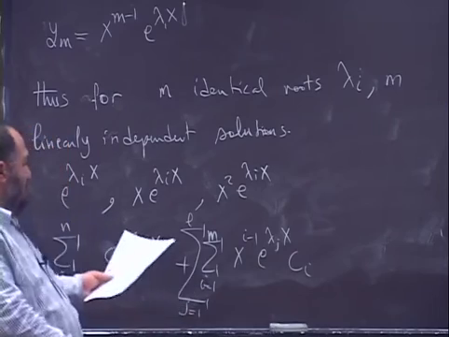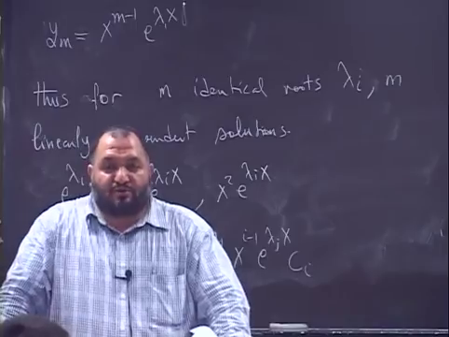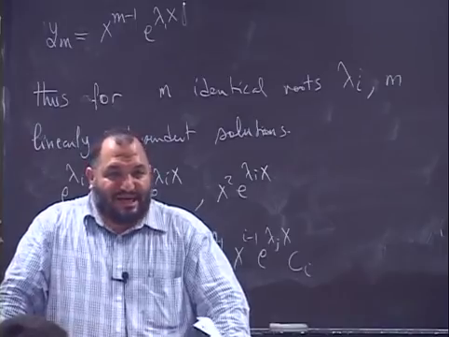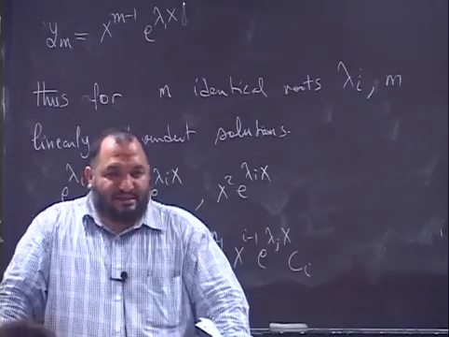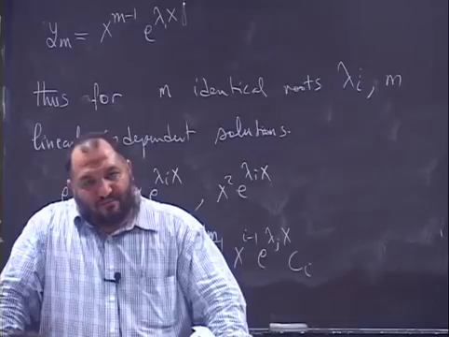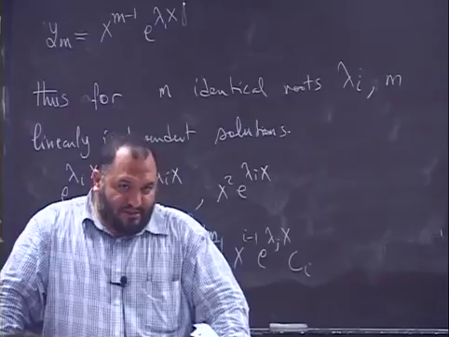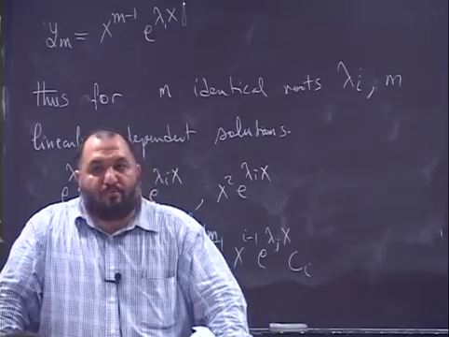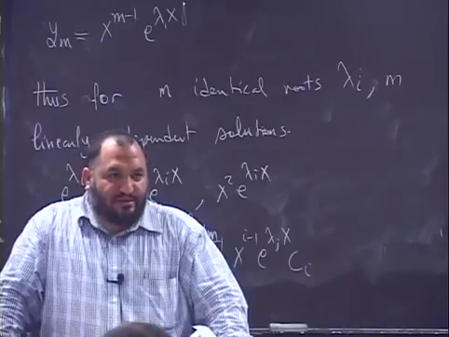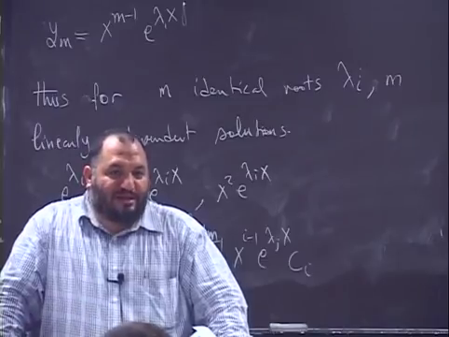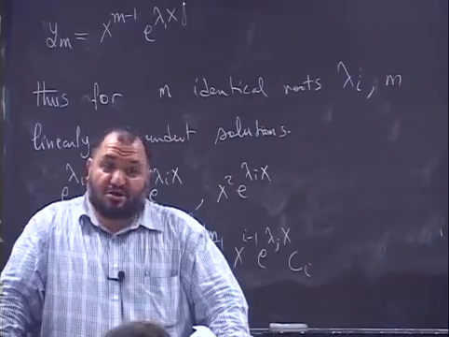So this is the solution if there are multiple repeated roots, but the roots are real. We have two situations when the roots are distinct. One is real, and the other is complex conjugate pairs. So what if your roots are multiple complex conjugate pairs? Let's say you get 3 plus 5i and 3 minus 5i, but you get those 4 times.